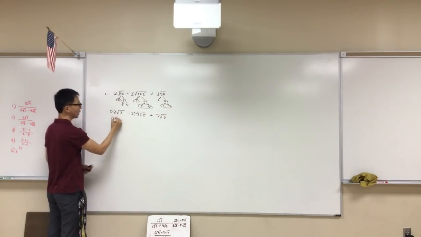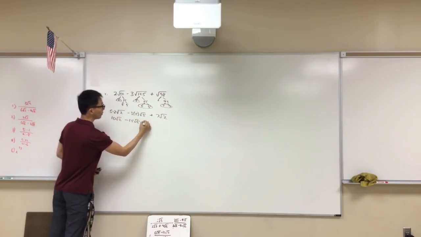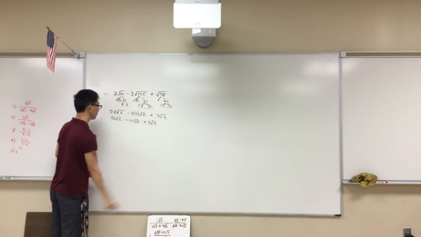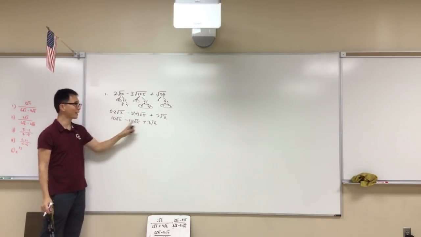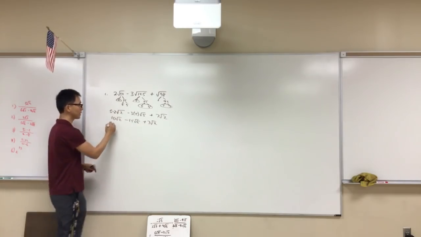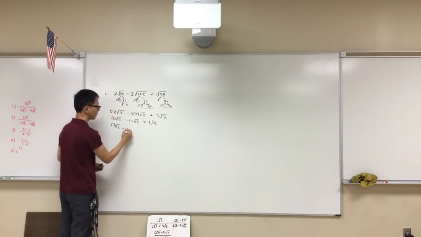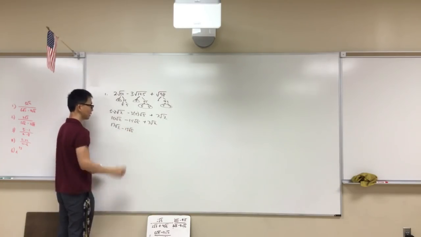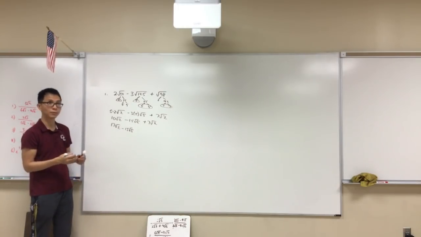So I'm going to simplify this: 10 square root 2 minus 15 square root 5 plus 7 square root 2. Now you're going to see that these are like radicals, just like like terms. So you can add those two together. It'll be 17 square root 2 minus 15 square root 5. And that's it. You cannot simplify anymore because they are different radicals. Okay? Questions? Okay, next question.